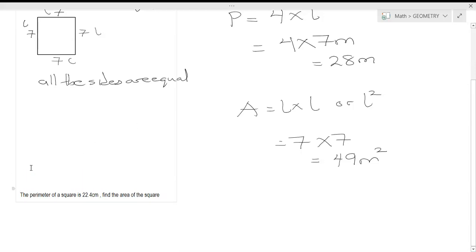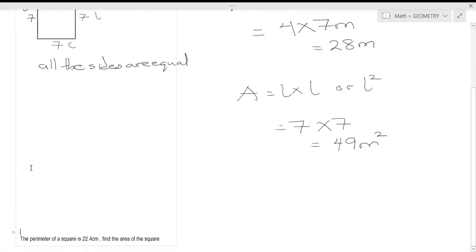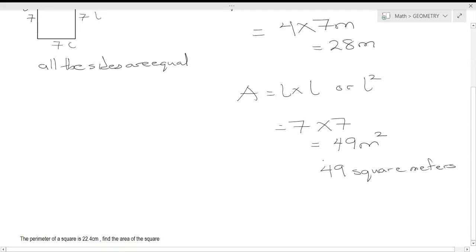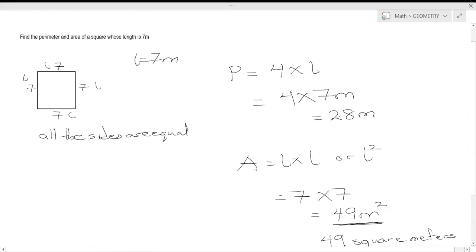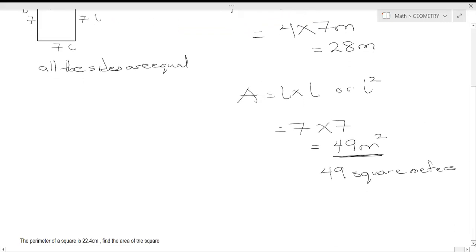Some people say square meters. Some might say 49 square meters, but it's the same thing actually. So 49 meters squared, it's better to write it like this. So that's it for the perimeter, it's 28, 4 times L, and for the area, it's just going to be L times L, which is 49.